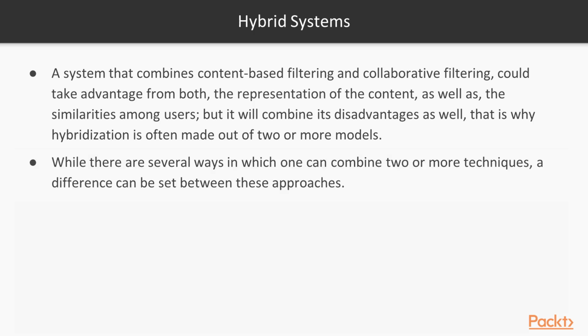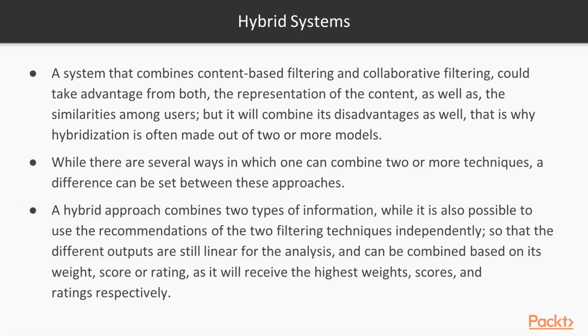While there are several ways in which to combine the 2 or more techniques, a difference can be set between these approaches. A hybrid approach combines the 2 types of information, while it is also possible to use the recommendations of the 2 filtering techniques independently. So the different outputs are still linear for the analysis and can then be combined based on their weights, scores, or ratings, as the one with the highest weight, score, or rating will be favored.